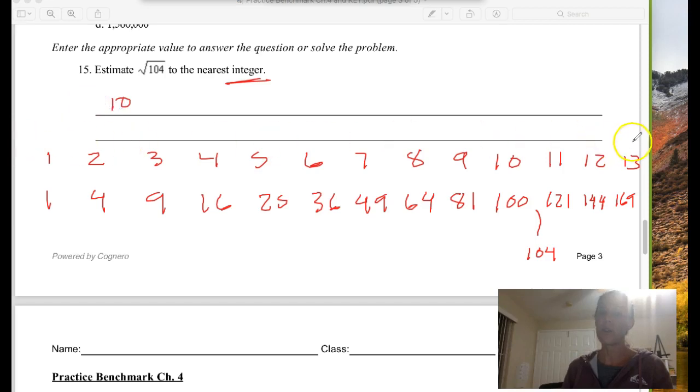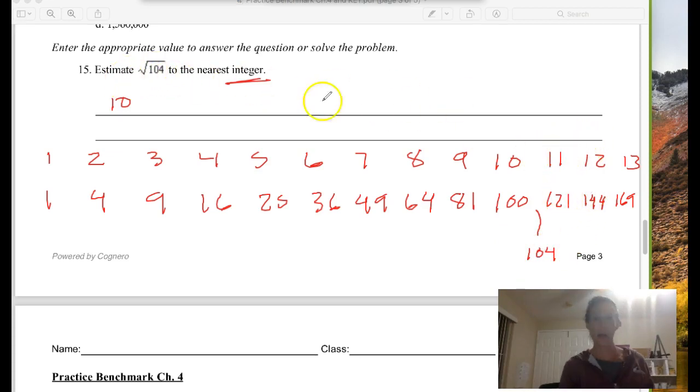Know your perfect squares. Figure out where that guy, the square root of 104, lies. It lies between these two numbers. So when I square root it, it's going to lie between these two numbers. Much closer to this number, so I pick 10. If I had a number that was closer to 121, I would pick 11.